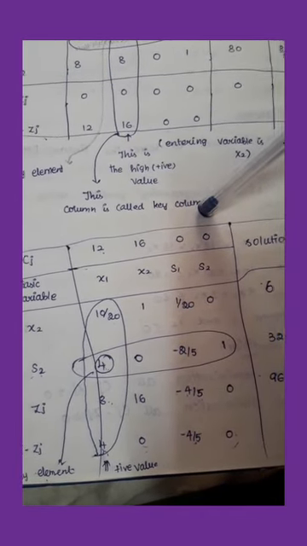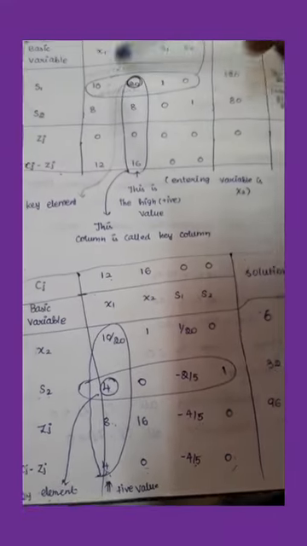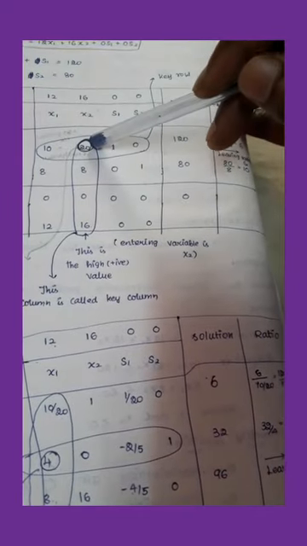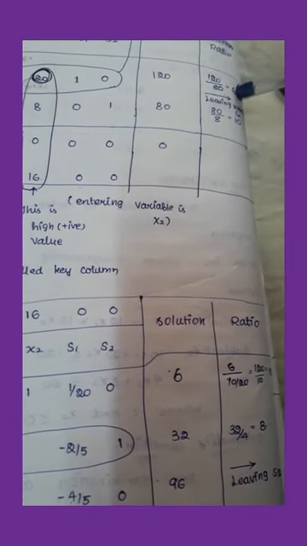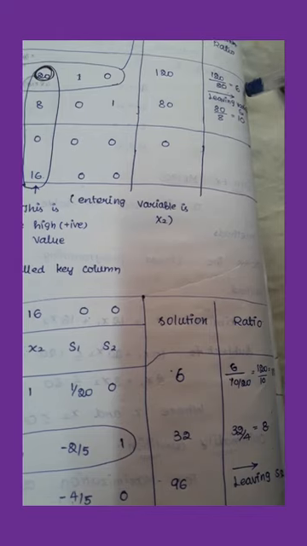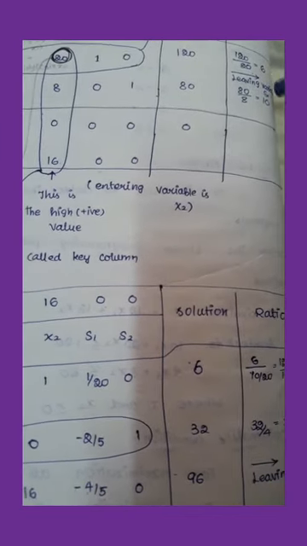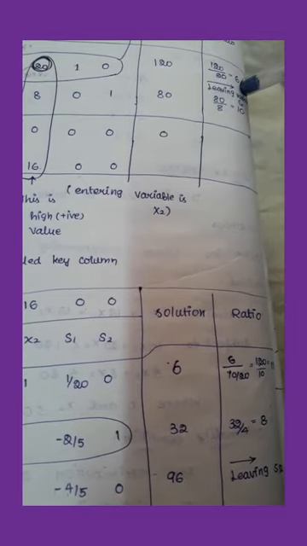Then we need to find the key row. How should we find the key row? In the solution part, the corresponding key column value should be divided into the solution values. So 120 divided by 20 will be 6, and 80 divided by the key column value of 8 will be 10. In this we need to see which one is the smaller value. The smaller value is 6, so we need to put the arrow mark over this, and then we should write this as the leaving variable.